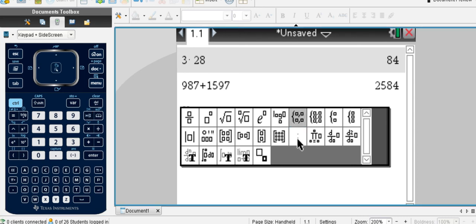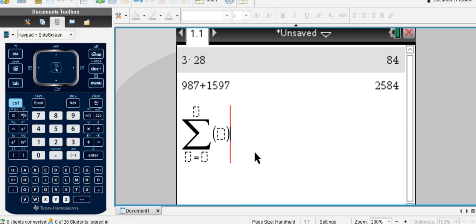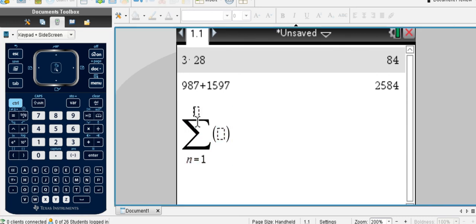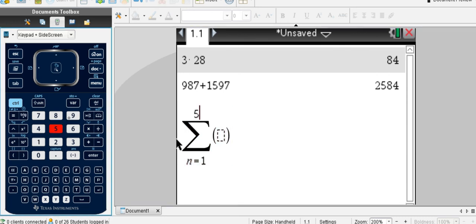All right? So what you do is you hit that button, and we're going to say what the letter is. The letter that they gave us for the equation is N. So I'm going to say N equals 1. You start at the beginning. So this is saying that we want from the first term to the fifth term. So you put a 5 up at the top. This will add the first 5 terms. And then you put the equation.